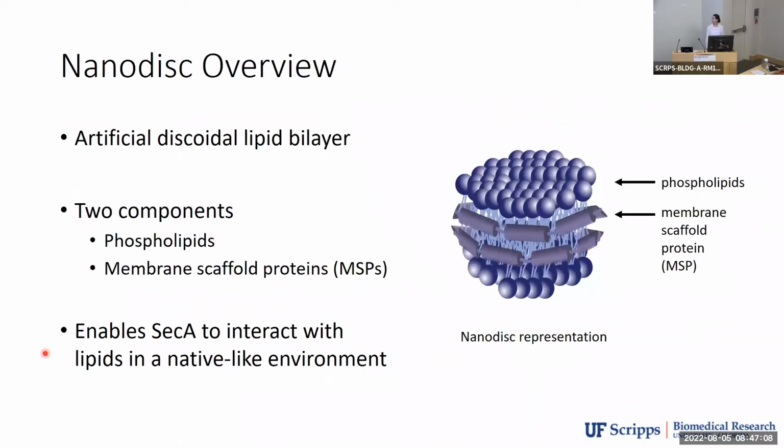The tool that we are using to understand SecA's conformational changes and structure when in its unbound state compared to its bound state is called nanodiscs. Nanodiscs are artificial discoidal lipid bilayers, and they have two components. These include phospholipids, which include the phosphate head and the fatty acid tail, and membrane scaffolding proteins, which encircle these phospholipids. Nanodiscs provide a medium upon which SecA can interact with lipids in an environment outside of its native environment and undergo the same conformational changes that it would undergo if it were bound to a real cell membrane.